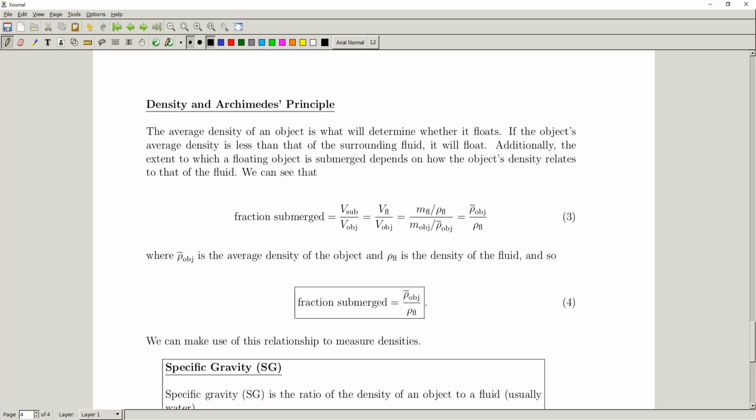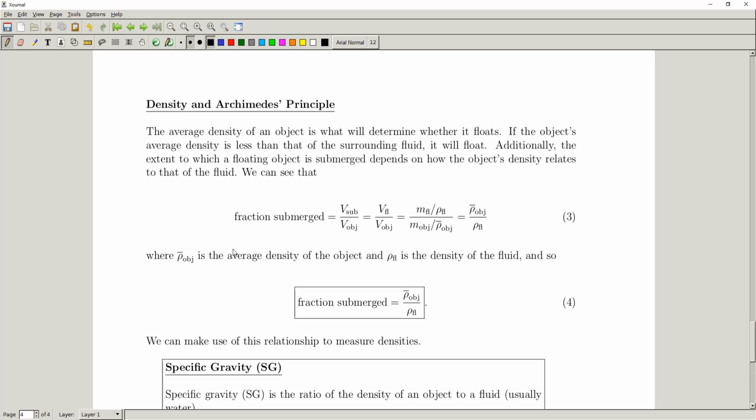So a boat sits in the water. Some part of it sits below the surface of the water, and some part of it sits above the surface of the water, right? We have water here, and we have our boat. It sits something like this, right? So some of it will be below, some of it will be above, and we want to calculate the fraction that is submerged, right? And so how do we do that?